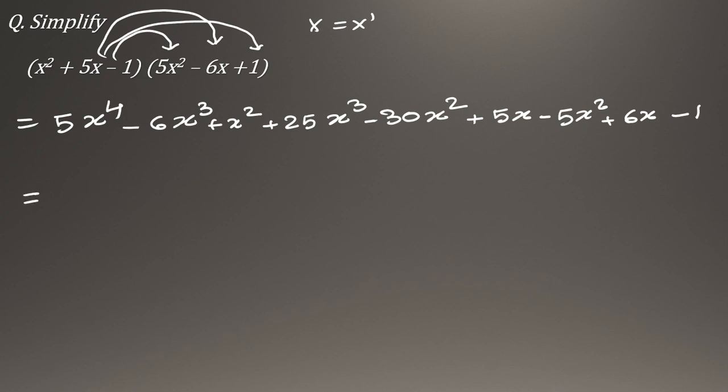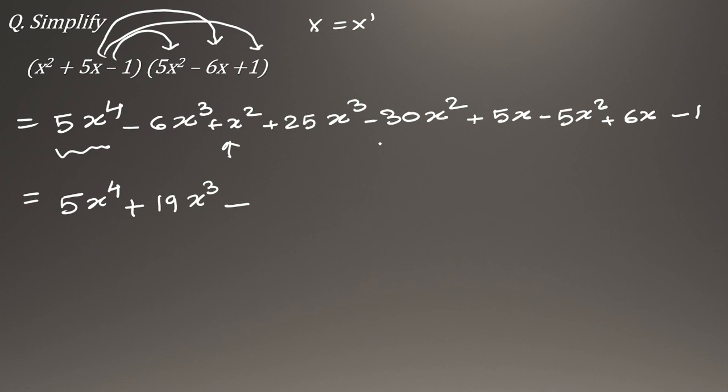Now you just have to take care of the like terms. So for example here, 5x to the power 4. x to the power 4 we have only one time, so write it as it is, no change. Now x cube. So you see x cube is here and x cube is here also. So it is minus 6 and it is plus 25. So it will be plus 19x cube, x to the power 3. Now what about x square? Let's talk about x square.